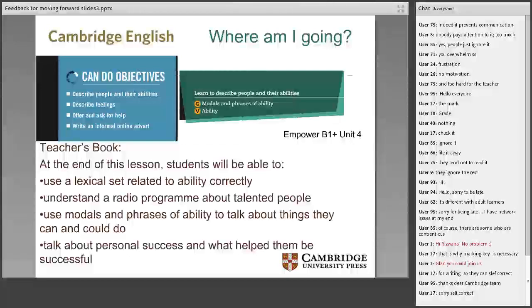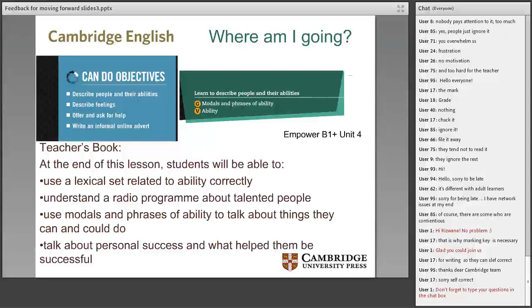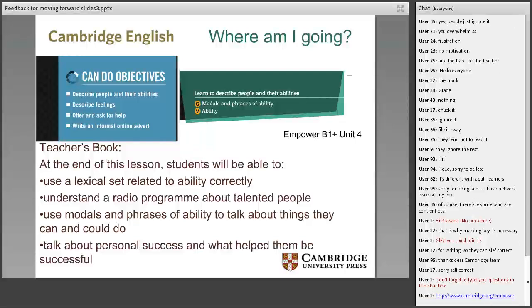All right, so first let's have a look at where am I going. In order for people to know where they're going, they need to know the objectives of what they're doing. I'm going to show you some examples today. All of the examples I'm showing you come from the Cambridge English Empower course book. I don't know, maybe some of you know it. This is from the B1 Plus book, and they're all from the same unit.